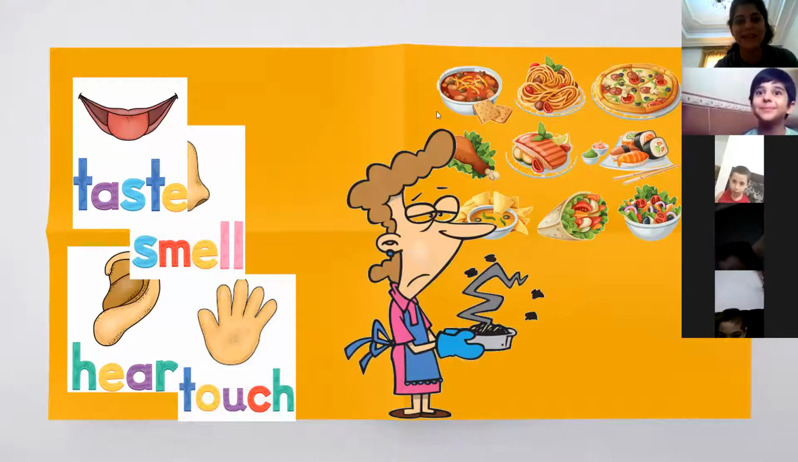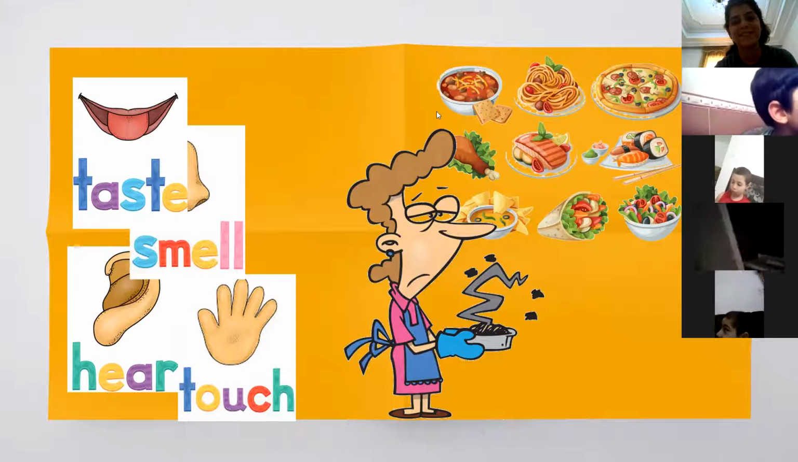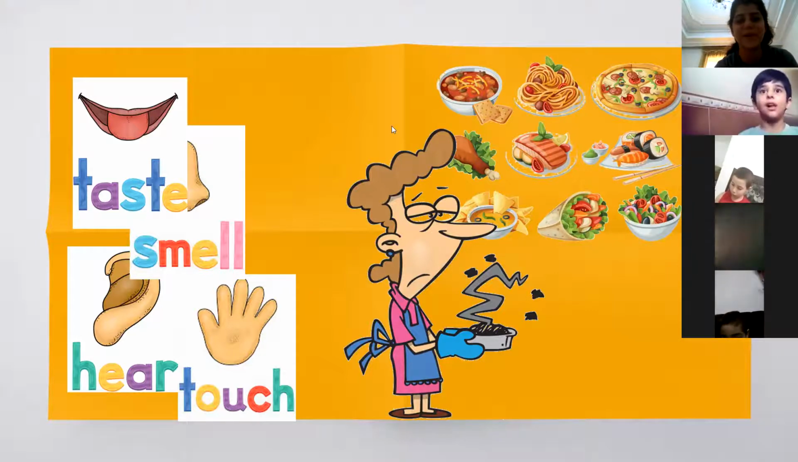Now, what can we see here? Samir. Food. Okay, we can see food. What's coming out of the food? Is it the smell that it's burnt? Did you use your eyes to know that the food is burnt? No. Your nose? Nose. Thank you, sweet boy.